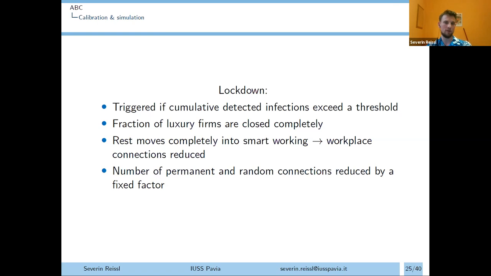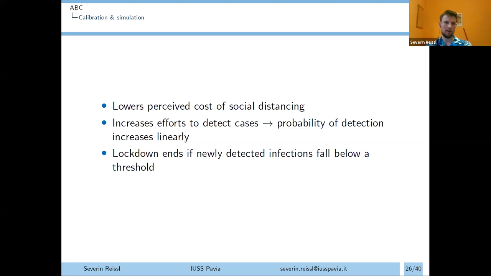The rest of the luxury firms moves completely into smart working, home office working, which means that the number of workplace connections are reduced. And also the number of permanent and random connections is reduced by a fixed factor, which we can imagine as the effect of restrictions on whether you can go see your friends, meet your family, and so forth. This lockdown also is assumed to lower the agent's perceived cost of social distancing, meaning that as long as the lockdown is active, agents are more likely to also endogenously socially distance.